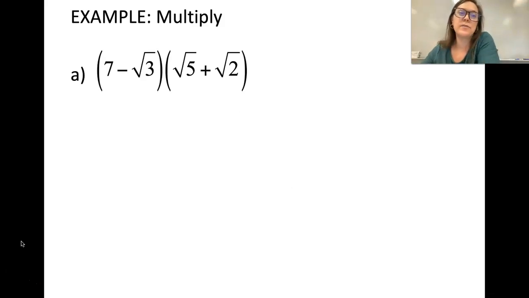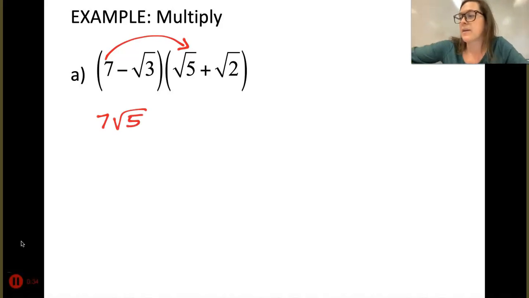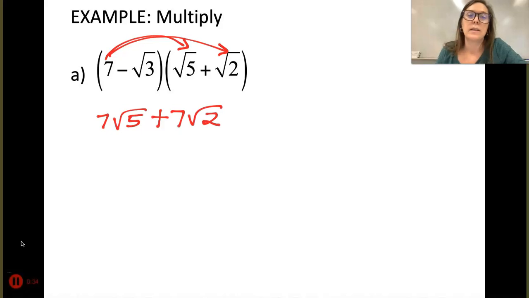So here we have a binomial times a binomial, and inside our binomial we have radical expressions. So 7 minus the square root of 3 times the square root of 5 plus the square root of 2. We can just FOIL this, or double distribute, is what I like to call it. So I'm going to take that 7 and multiply it to the square root of 5, which would just be 7 square roots of 5. I don't have anything to multiply with that radical itself. Now I'm going to take that 7 and multiply it to the square root of 2, which is 7 square roots of 2. I can't combine those, right, because they don't have the same radicands.